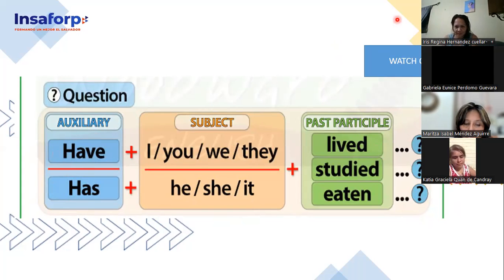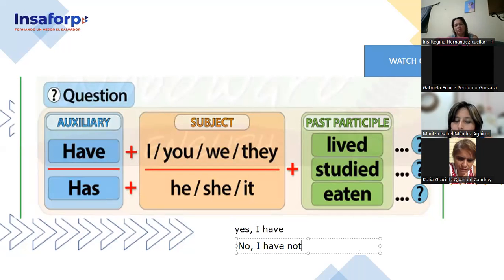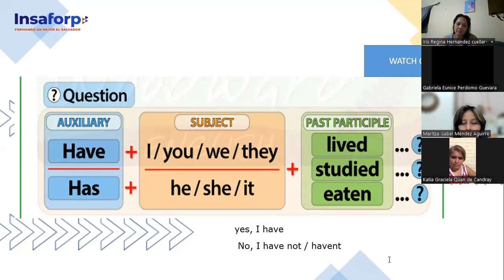Now, how do we answer those questions? Does any one of you have any idea of the short way? When you say yes, you're going to say, yes, I have. Or, no, I have not. Or, of course, you can use the contraction and say haven't, like that. So for example, if I ask you, Iris, have you started the verbs yet?